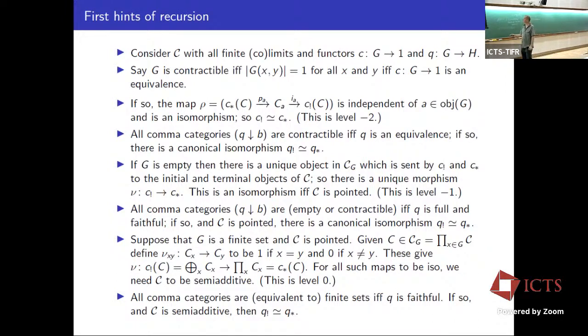And what does it mean for all the comma categories to be finite sets or equivalent to finite sets? That's going to happen if and only if Q is actually a faithful functor. So again, that's a little exercise. So we've got a semi-additive category, a faithful functor, then we've got left and right adjoints of the same.